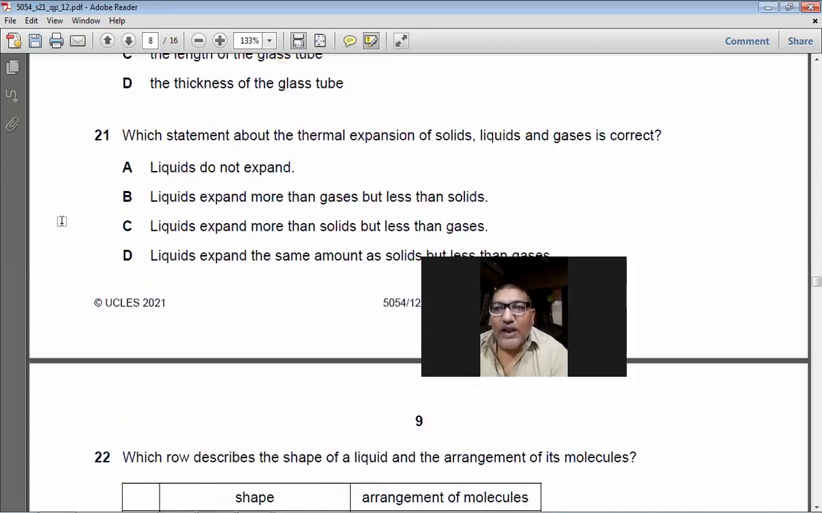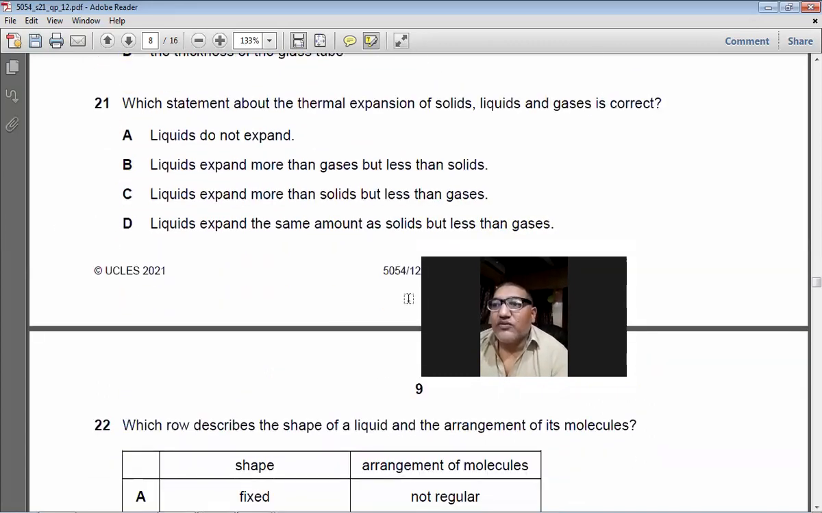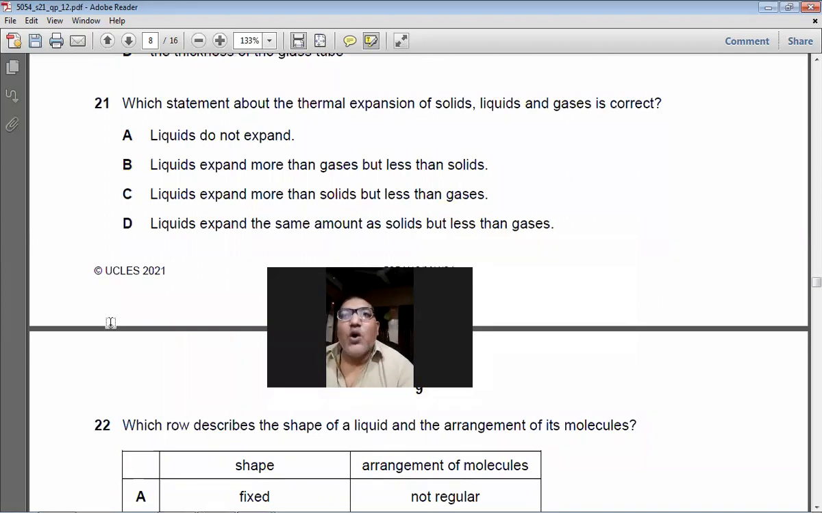Okay, so now we are moving to question number 21. Question number 21 is showing up on your screen. Which statement about the thermal expansion of solids, liquids, and gases is correct? You know, when you heat up solids, liquids, and gases, they all expand. But the gases will always show the largest expansion, then the liquids, and then the solids. So the largest expansion will be in the gases, and the liquids will have smaller expansion as compared to the gases, but larger than the solids. Solids will have the least expansion.